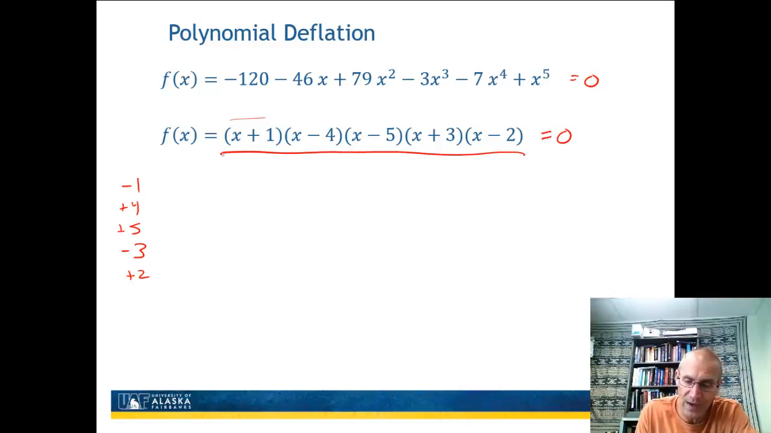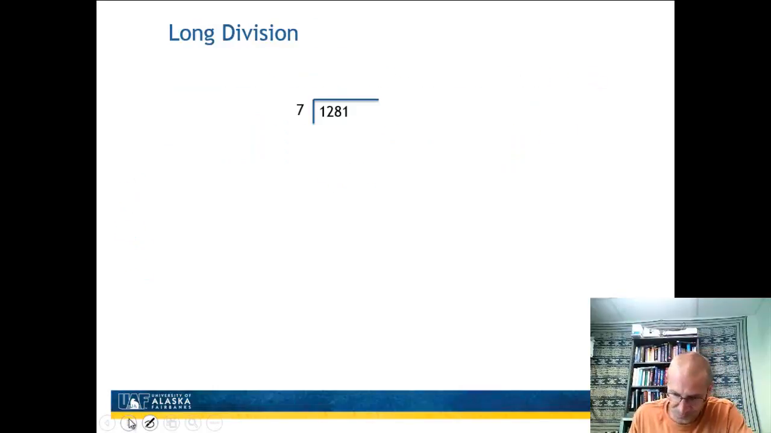What I mean by deflate is I'm going to divide it by, for example, x minus 4. And you can clearly see that once I've found this root, I remove it, I end up with a new polynomial, and then I'm going to find another root and deflate it again. So there's the idea of deflation.